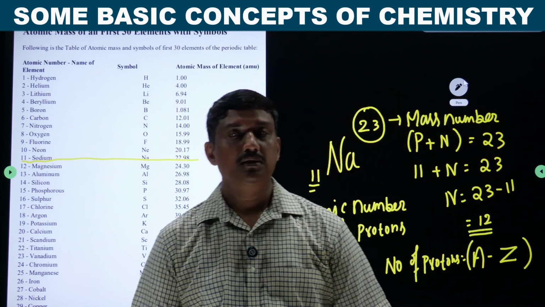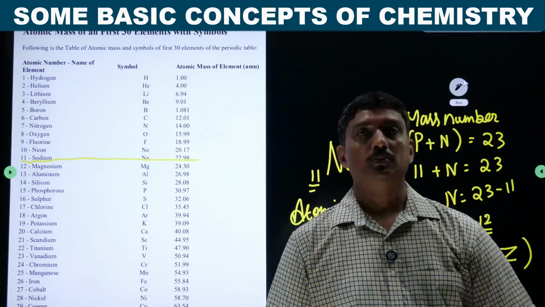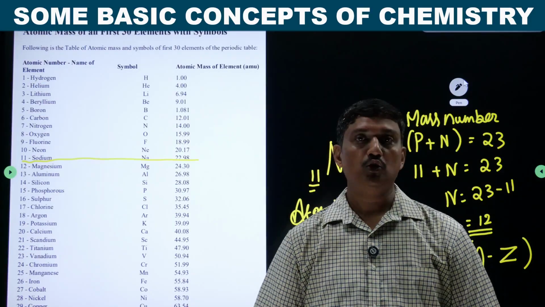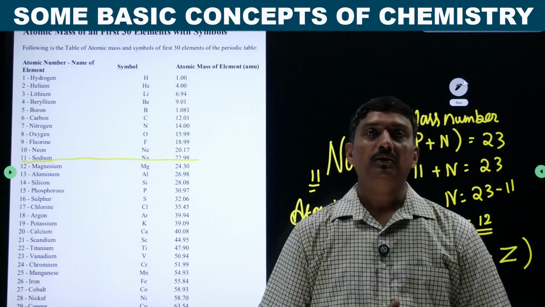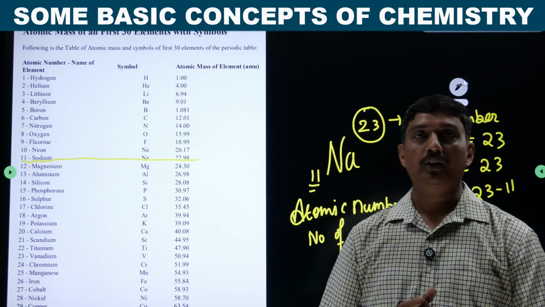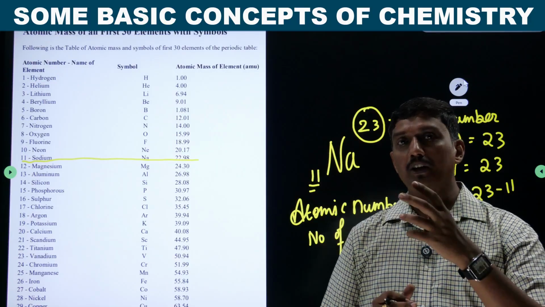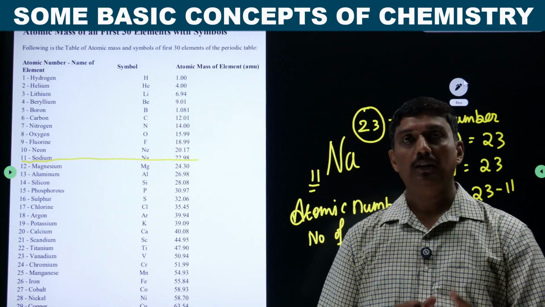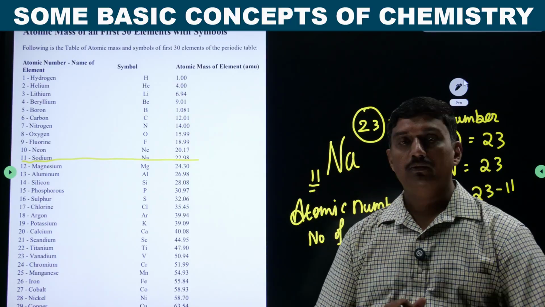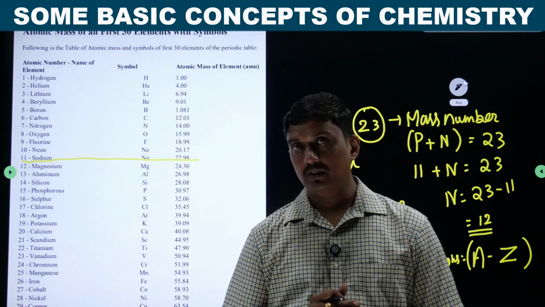Hello students, let us continue the same chapter, some basic concepts of chemistry, with different topics. Previously I explained the representation of an atom, what is the meaning of mass number and atomic number. This is required for the next topic.